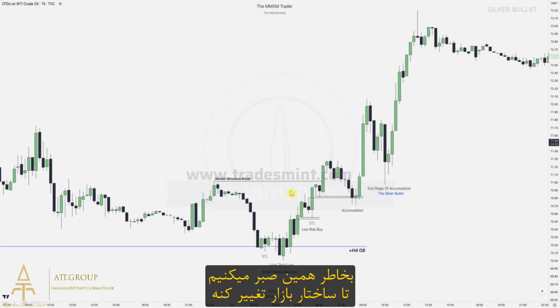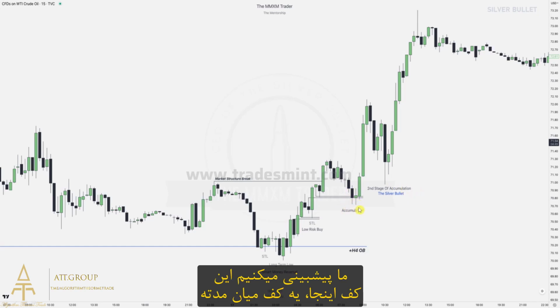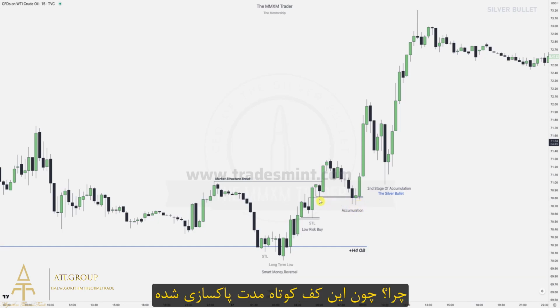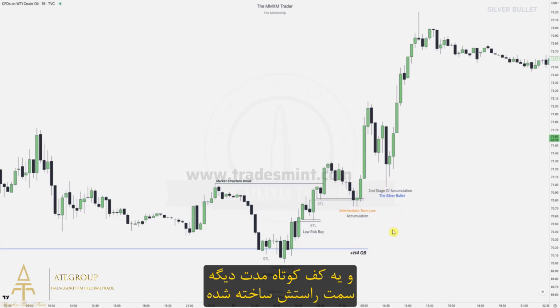That's why we wait for that market structure shift, and this whole silver bullet setup is a very solid entry model. We anticipate this low being formed, being the intermediate term low. Why? Because we take out this short term low, and then create another short term low to the right of it.